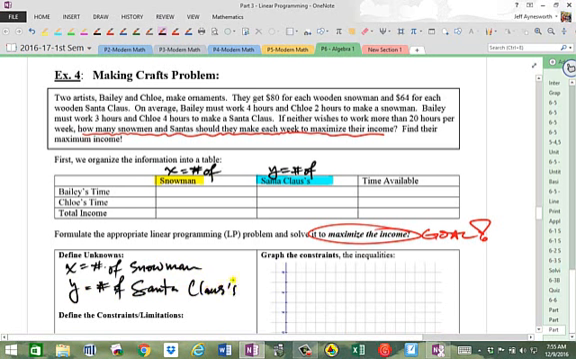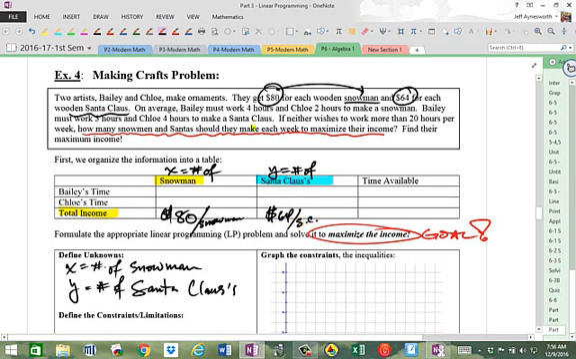Okay, so let's reread the problem and organize our information. They get $80 for each wooden snowman. So $80 for the snowman, and then $64 for the Santa Claus. Okay, $64 for the Santa Claus. So that's the income made. So I'm going to fill out the income first. So right here, $80 for each snowman. So $80 per snowman and $64 for Santa Claus. Okay, there we go.